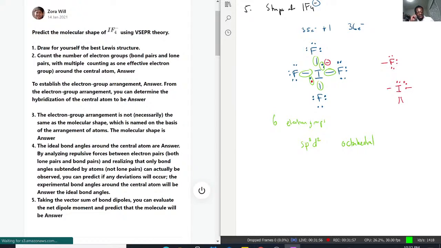Now, it says that the electron group arrangement is not necessarily the same as molecular shape. What is the name on the basis of this, okay? So with that being said, what we have to do here is actually split the electron groups into whether they're lone pairs or actual bonds. In this case, we have 4 bonds, but 2 lone pairs. With this 4-2 split, the name actually is square planar.